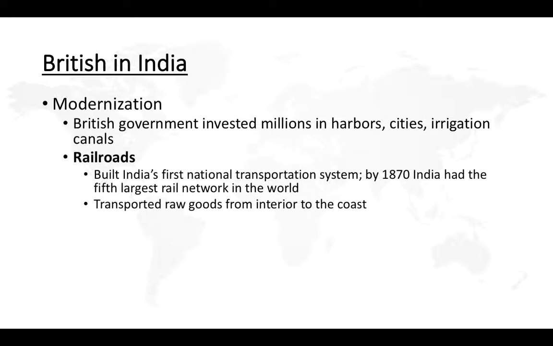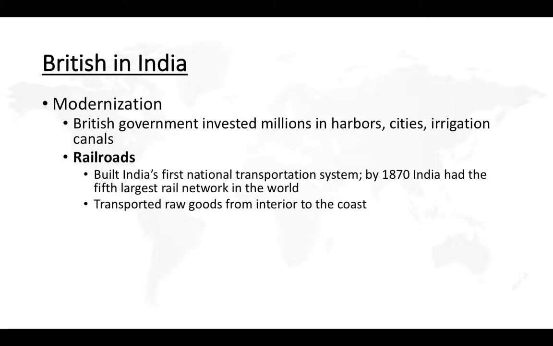And one of the key aspects that they're going to do, and this is a well-known fact about world history, is the English are going to promote the building of railroads and rail networks throughout India. So they're going to be responsible for building India's first national transportation system. By 1870, India had the fifth largest rail network in the world. And that rail network is going to help to connect all the different regions in India.